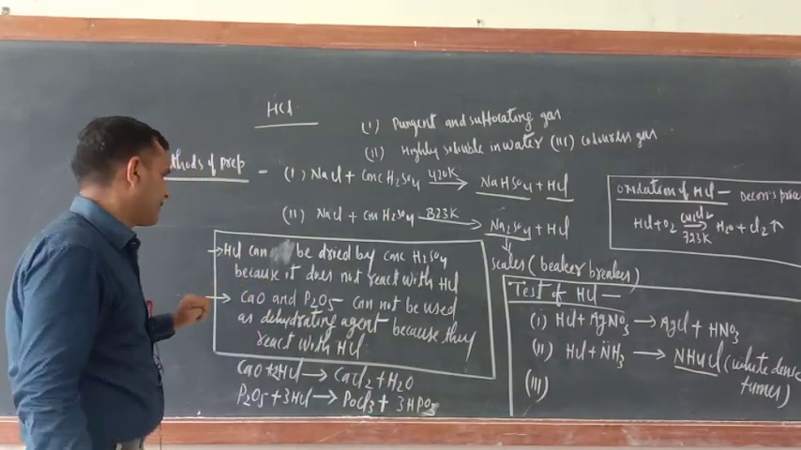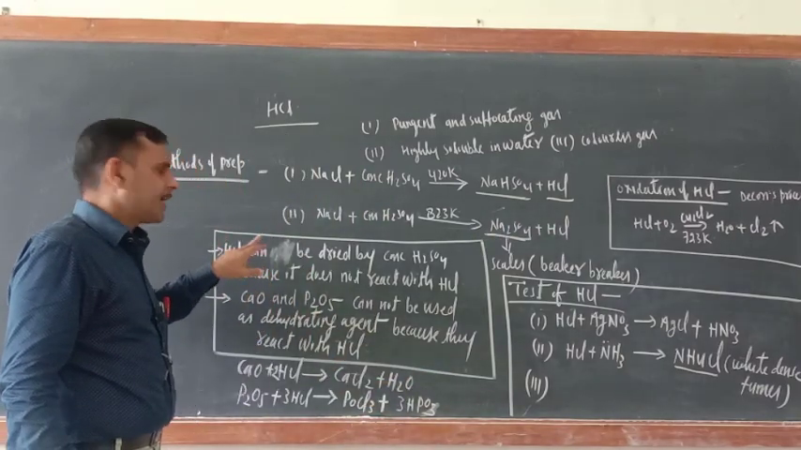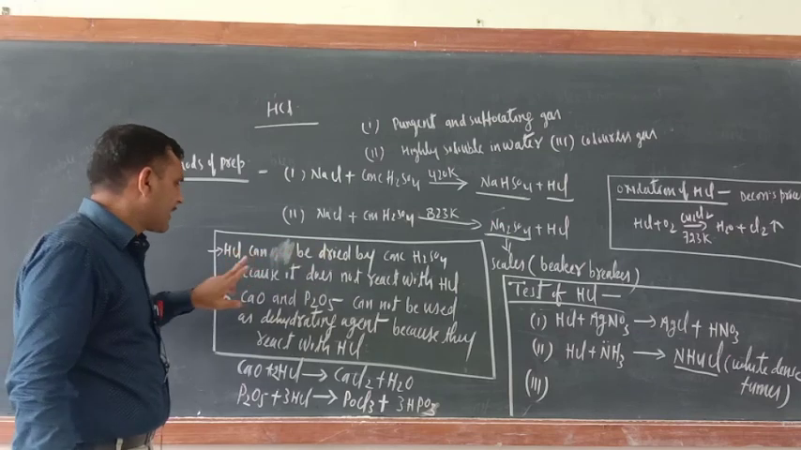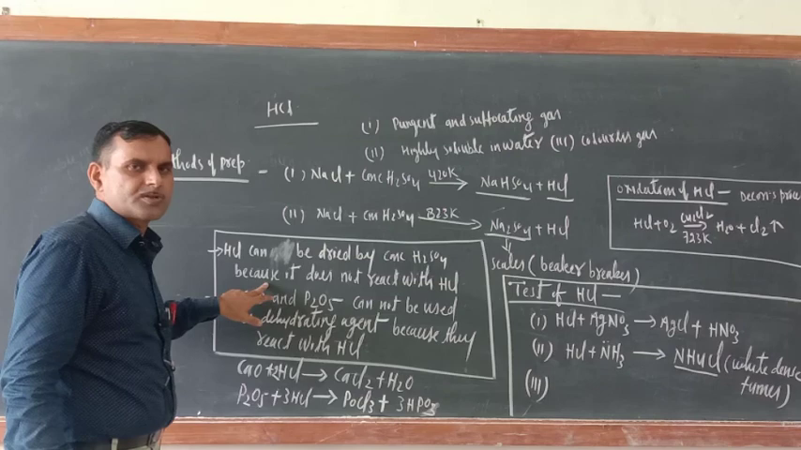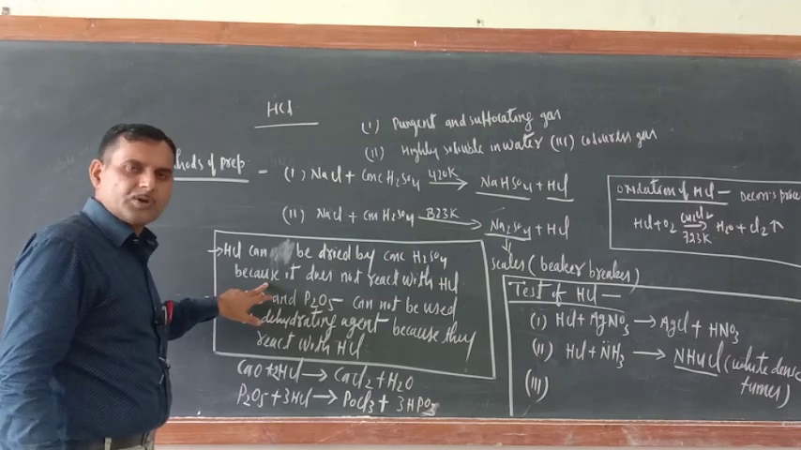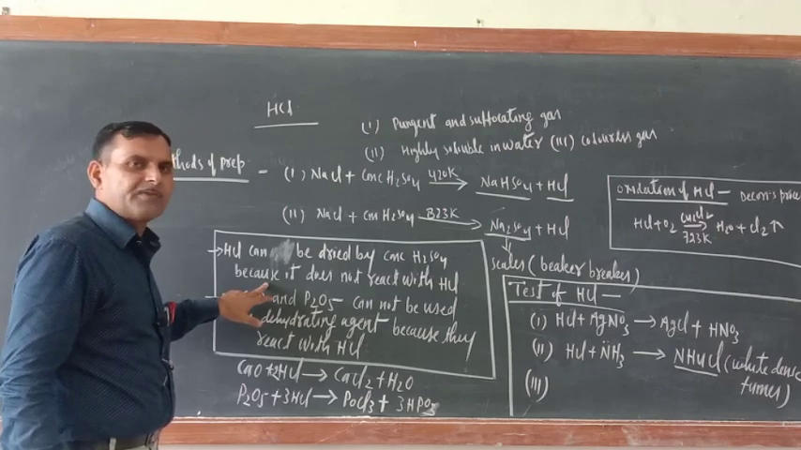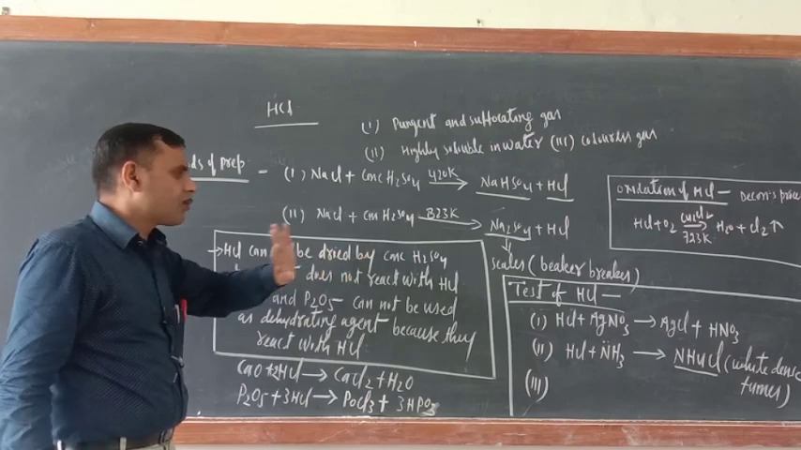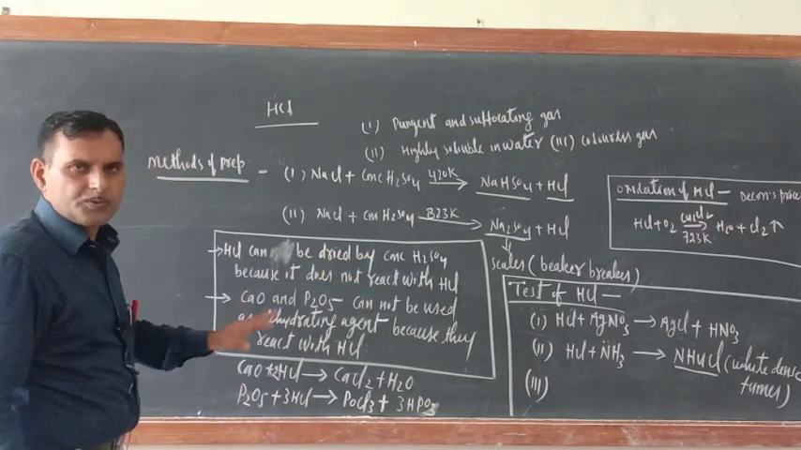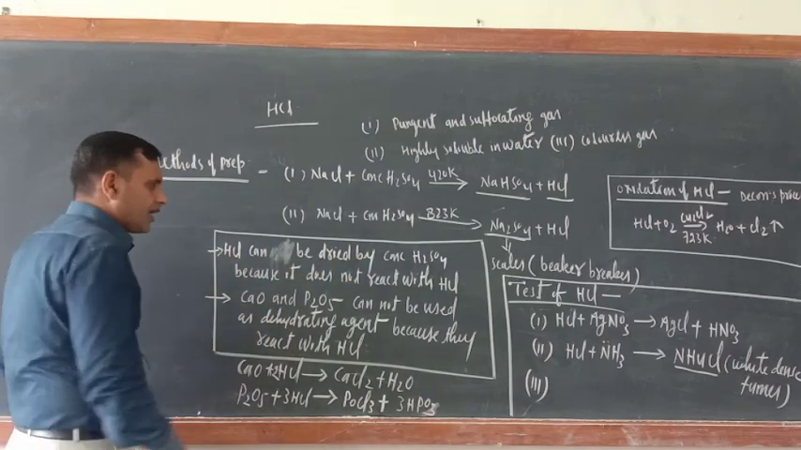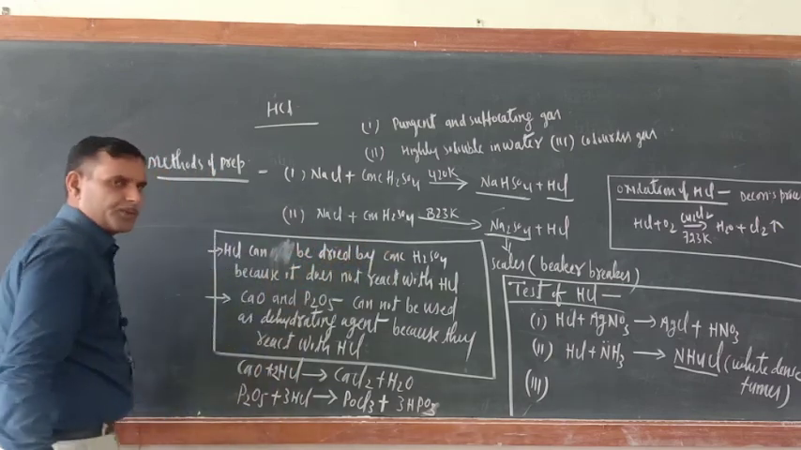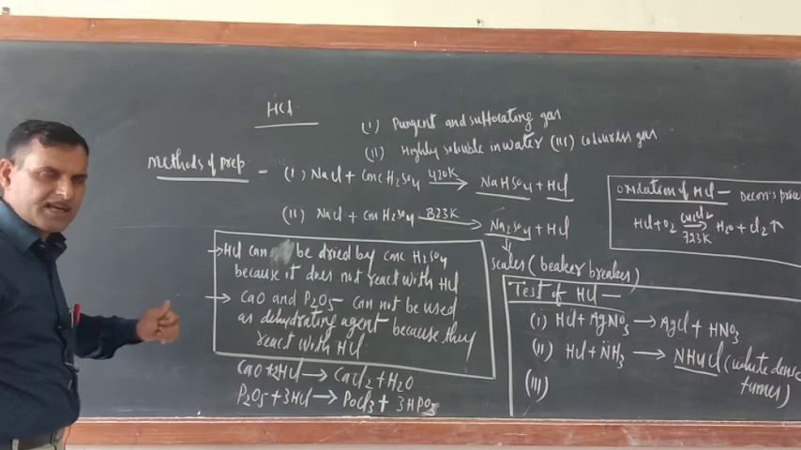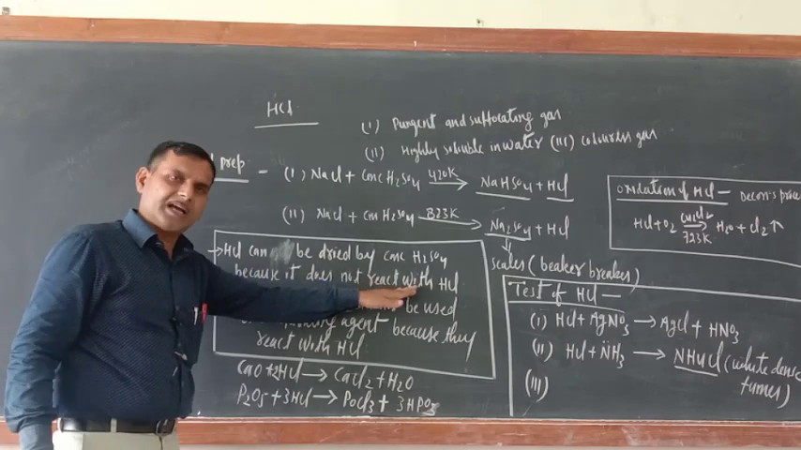It is wet. So HCl can be dried by concentrated H2SO4 only. You know that concentrated H2SO4 is the dehydrating agent. So whatever HCl is having water vapor, H2SO4 can be used to absorb that. But remember, why is concentrated H2SO4 used as a dehydrating agent for HCl? Because it does not react with HCl.